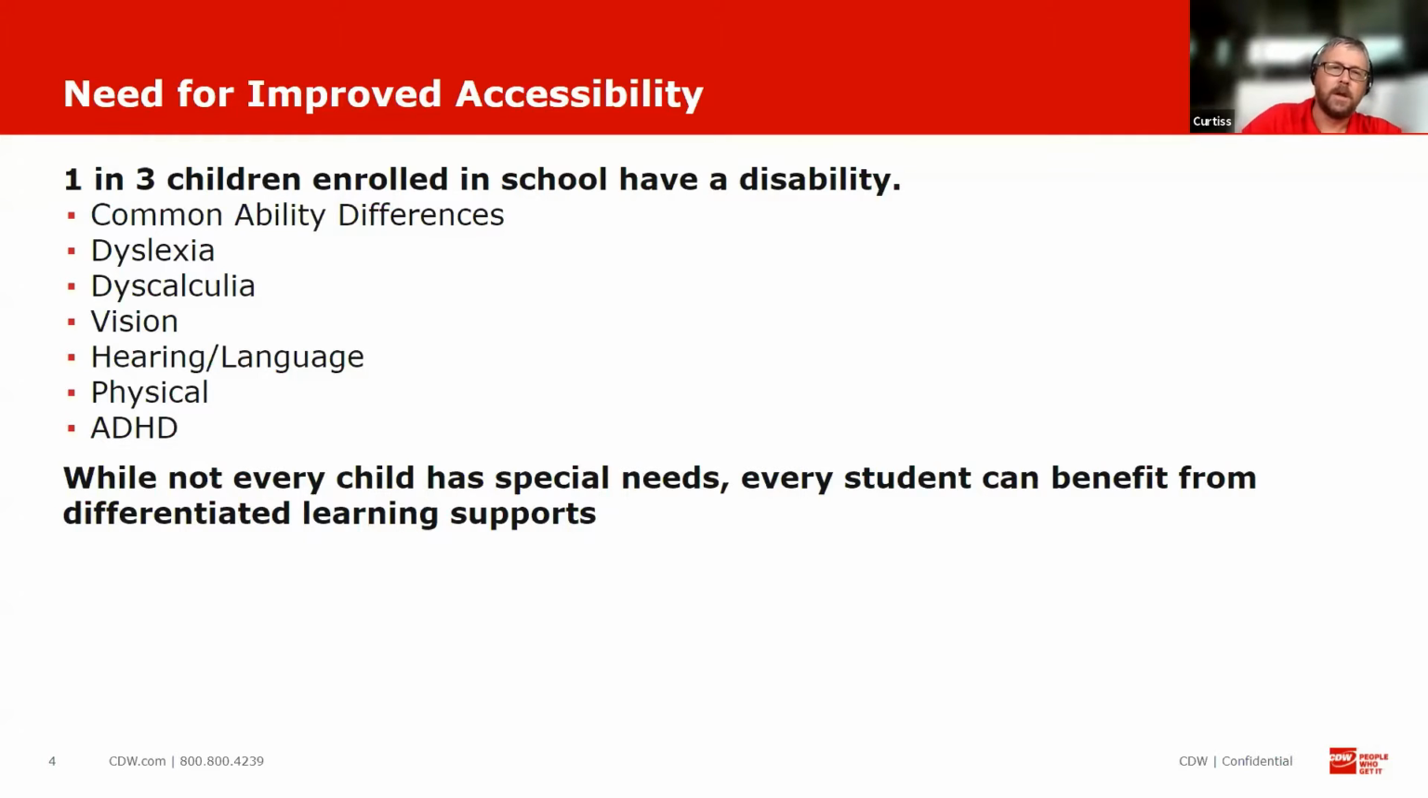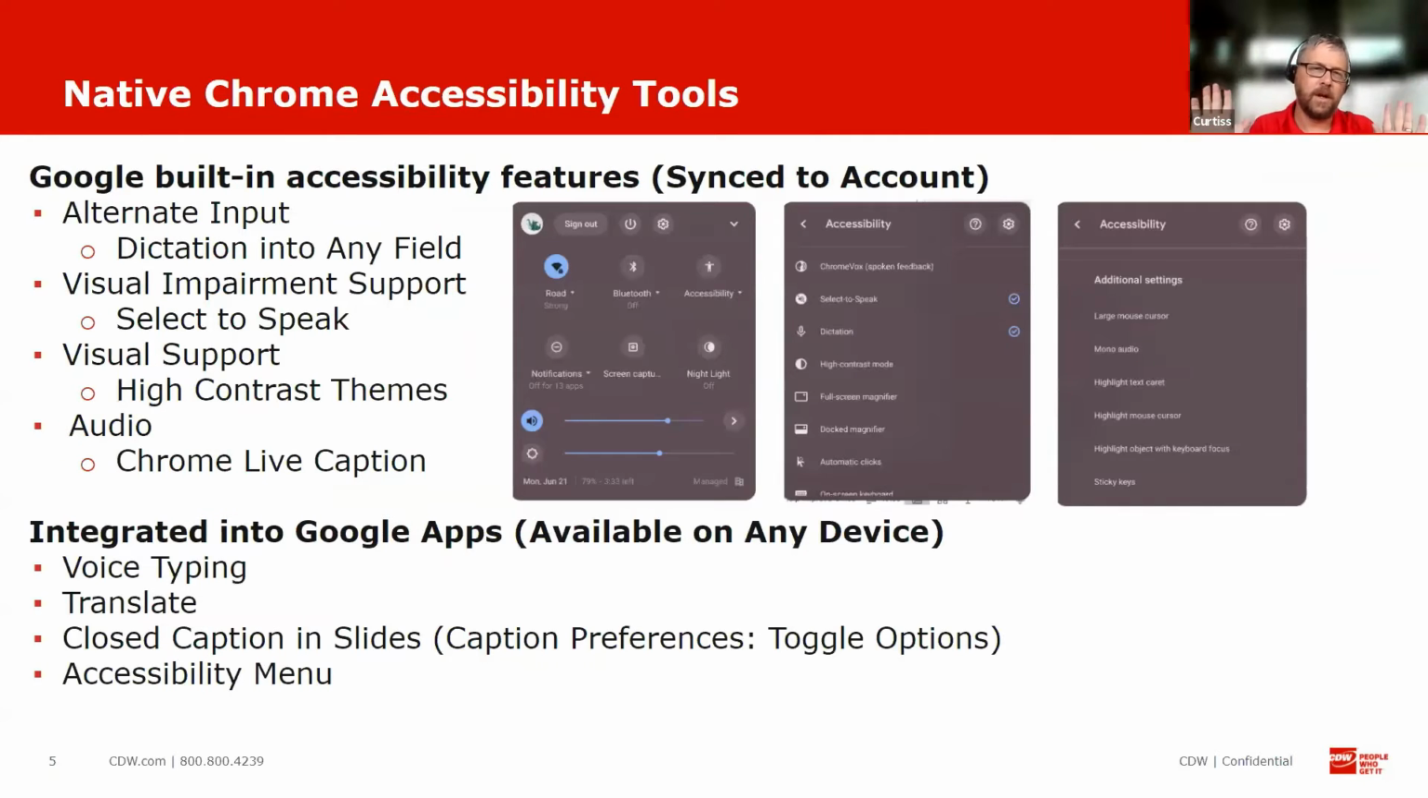All right, so let's get started with just some basic stuff that you may already know, and if you don't, that's fine too. Google comes with a number of built-in accessibility features. The nice thing about these is they're synced to your account. So if I log into a machine and I lose it, or I log into somebody else's machine, my accessibility features stay with me.